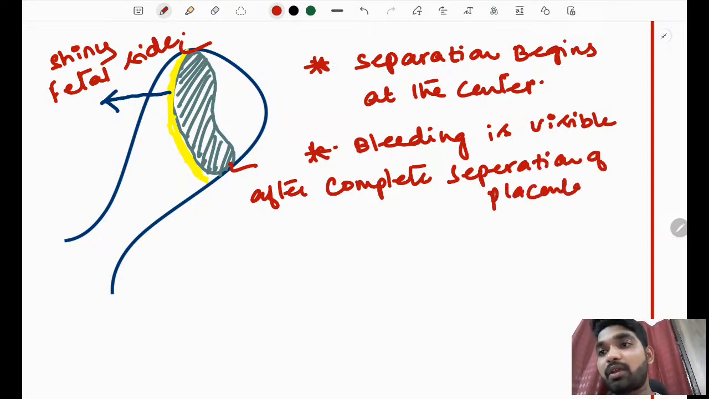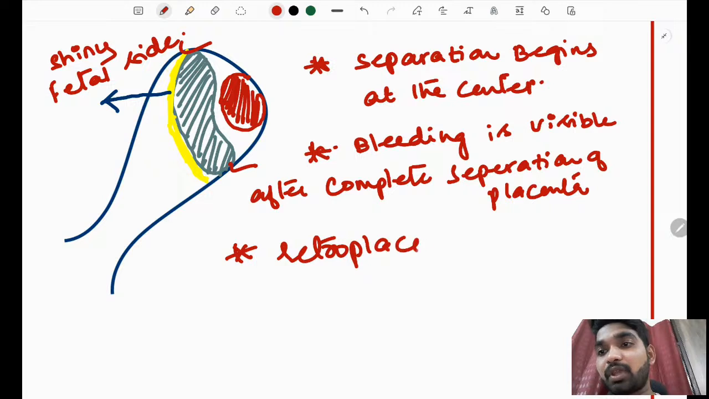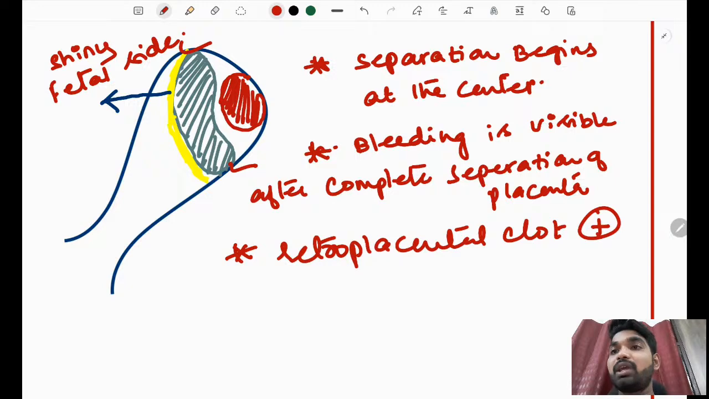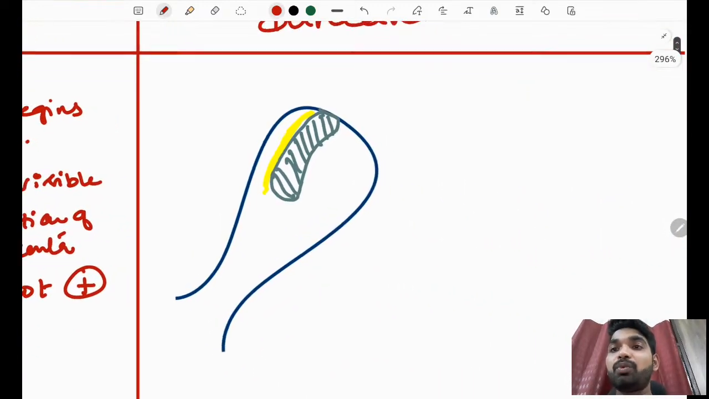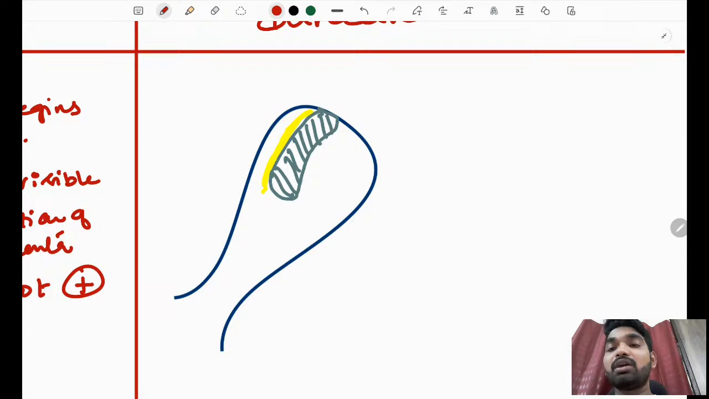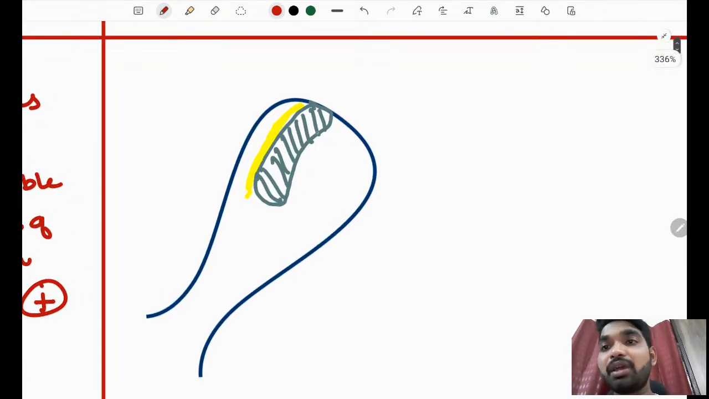Okay, and see here, I told you the placenta is getting separated from the center, right? And see here, just behind the placenta, there will be clot formation. Okay, so there is retroplacental clot formation in Schultz method. Whereas see the Duncan method now. In Duncan method, see how the placenta is separated here. Here the placenta is separated from one edge. See, this edge got separated from the uterus, right?